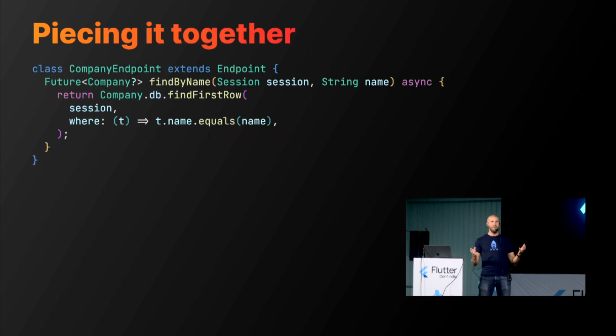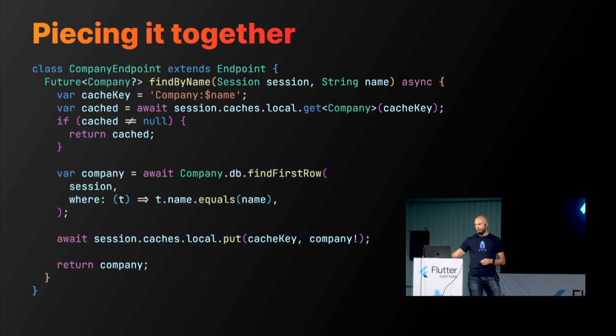And if we piece everything together and create an endpoint, we call it company, that returns a company that we find by name. We have the method called find by name, and it takes the session object first, always, and then the string as a name. And then we just return the first row we find where the name of the company equals the name you pass to the method. All right.